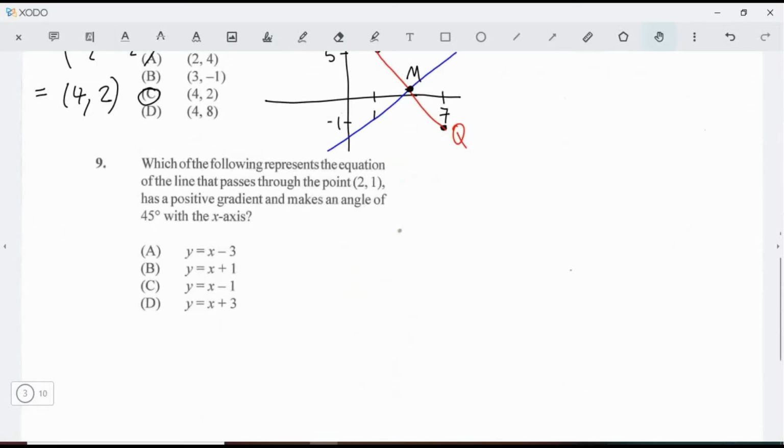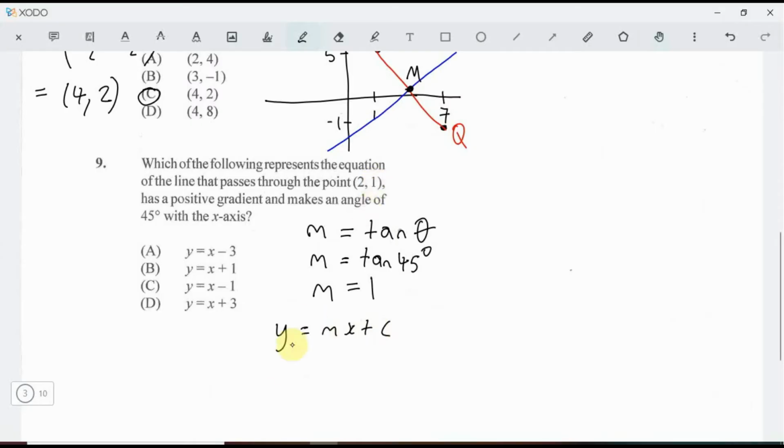Alright, question 9. It says, which of the following represents the equation of the line that passes through the point (2, 1) and has a positive gradient and makes an angle of 45 degrees with the x-axis? Always remember that the gradient of a line is equal to the tan of the angle that is made with the positive x-axis. So in this case, the gradient is equal to the tan of 45 degrees, but the tan of 45 is 1. And so therefore, the equation of the line now is y equal to mx plus c.